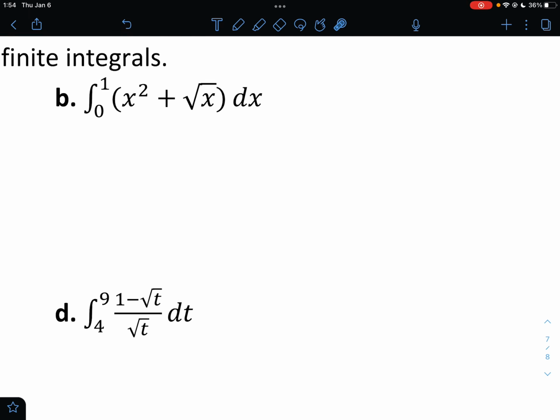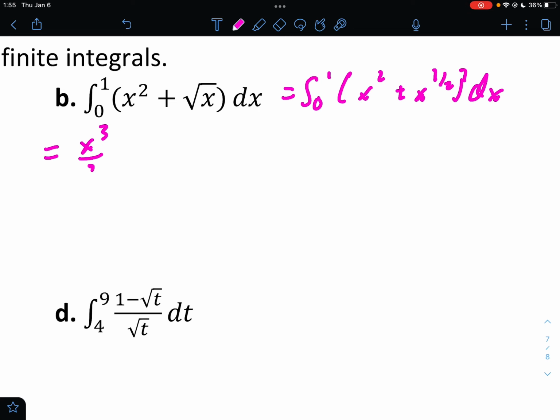Part B. So the first thing I'm going to do is I'm going to rewrite my integrand as x squared plus x to the 1/2. And now I can take my antiderivative, which is x cubed over 3, plus x to the 3/2 over 3/2 from 0 to 1.